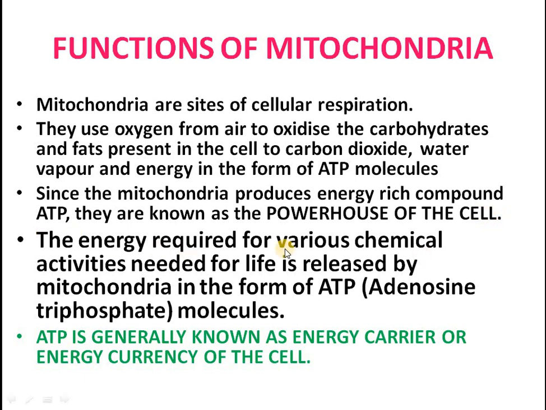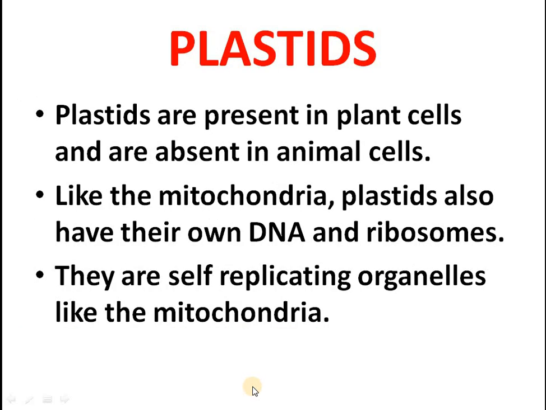The energy required for various chemical activities needed for life is released by the mitochondria in the form of ATP molecules. And ATP is generally known as the energy carrier or energy currency of the cell. Fine. Let's proceed further. The next topic is plastids.